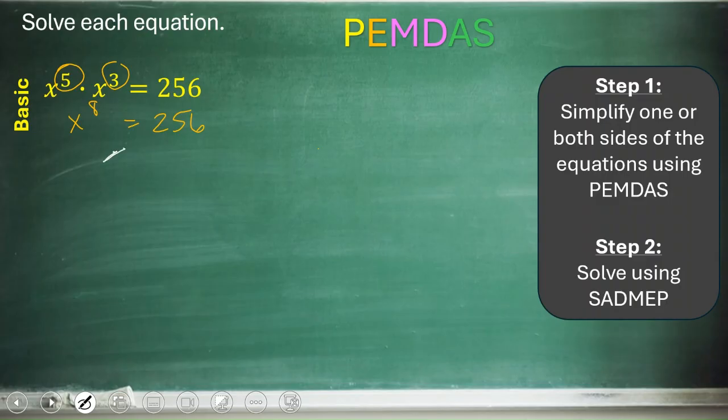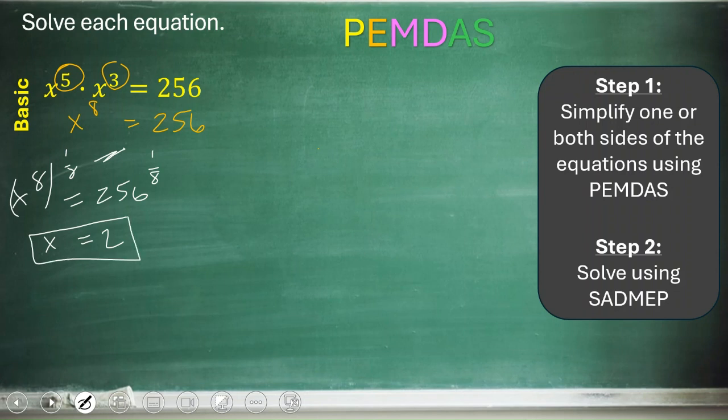So here's option 1. I'm going to draw it over here. I am going to rewrite this. So I could raise this side to the power of 1/8, and I could raise this side to the power of 1/8. And when I do that, I get x to the power of 1, which is x. 256 to the power of 1/8 is 2. So x equals 2.